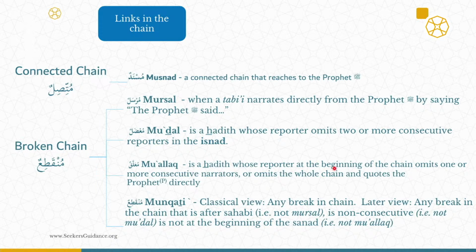Now, whenever we speak about the beginning of the chain, we are referring to the author, for example, the person who compiles the book. If you're speaking about the Jami' of Imam Tirmidhi, then Muhammad ibn Isa ibn Sawrat ibn Musa ibn al-Dhahak al-Sulami Abu Isa al-Tirmidhi would be the author. So if there's a missing link of one or more consecutive narrators from Imam Tirmidhi all the way up, and he just goes straight to the Sahabi, for example, or he omits the whole chain and quotes the Prophet ﷺ directly.